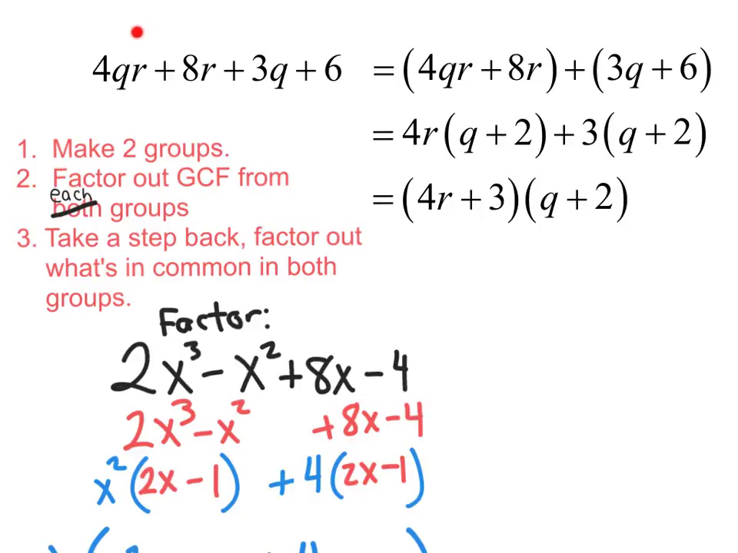you have two terms here, two terms there, make space between them. In the first group, you could pull out a 4r, that's what you'd have left. In the second group, you could pull out a 3, that's what you'd have left. Then you pull out the q plus 2. I don't like the way the slide has this set up, because the q plus 2, I would put out here in the front, and then the leftover 4r plus 3 would be what's left over.